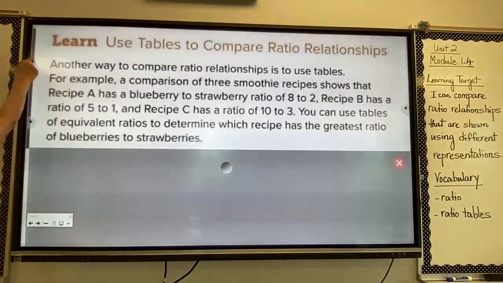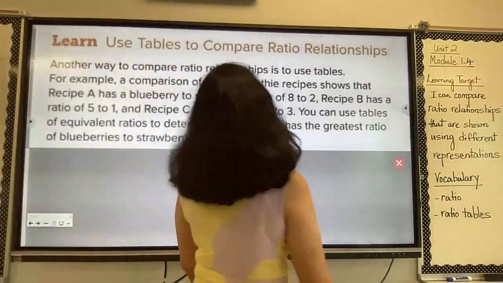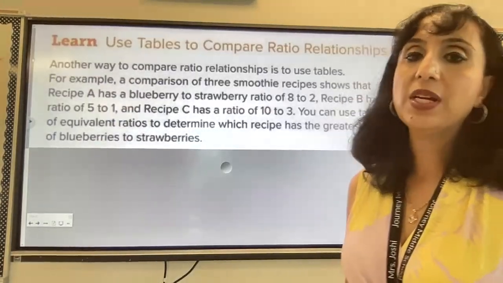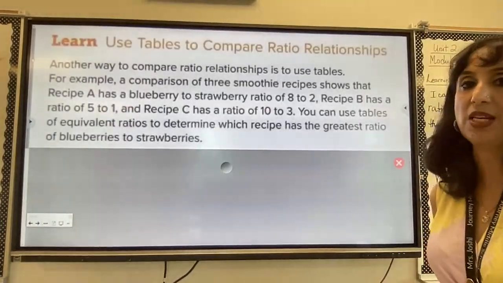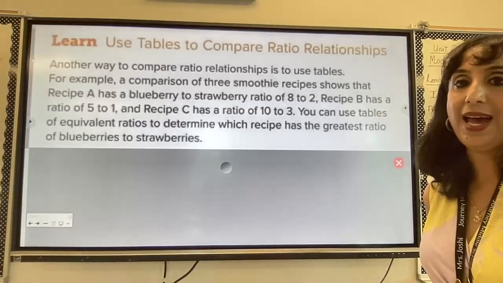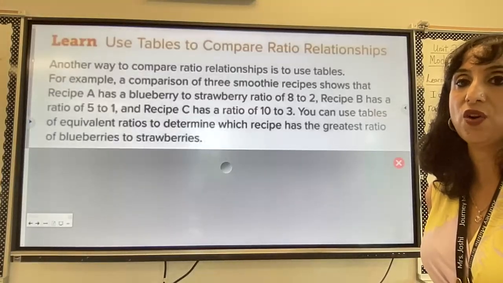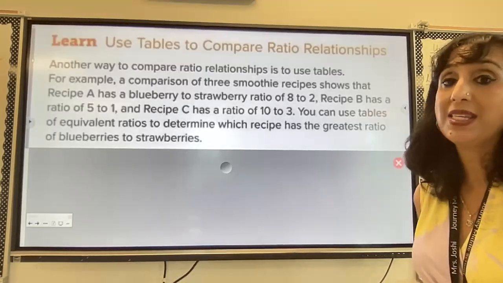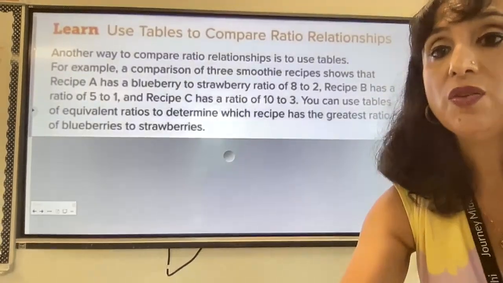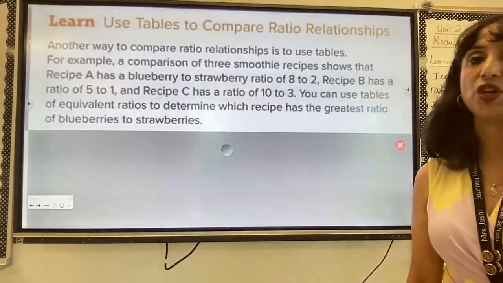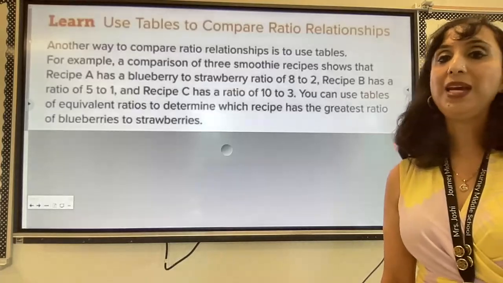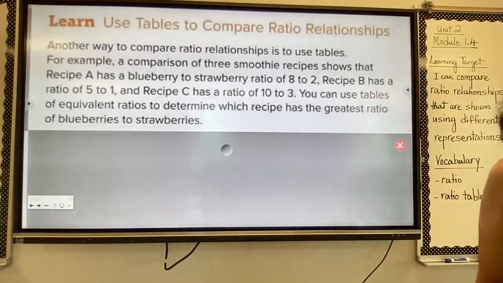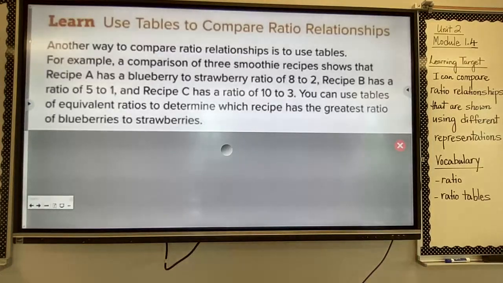Okay, so let's look here. Another way to compare a ratio relationship is to use tables. For example, a comparison of 3 smoothie recipes shows that recipe A has a blueberry to strawberry ratio of 8:2. Recipe B has a ratio of 5:1, and recipe C has a ratio of 10:3. So you can use tables of equivalent ratios to determine which recipe has the greatest ratio of blueberries to strawberries. Okay, so I'm just going to create the tables with the 3 recipes.